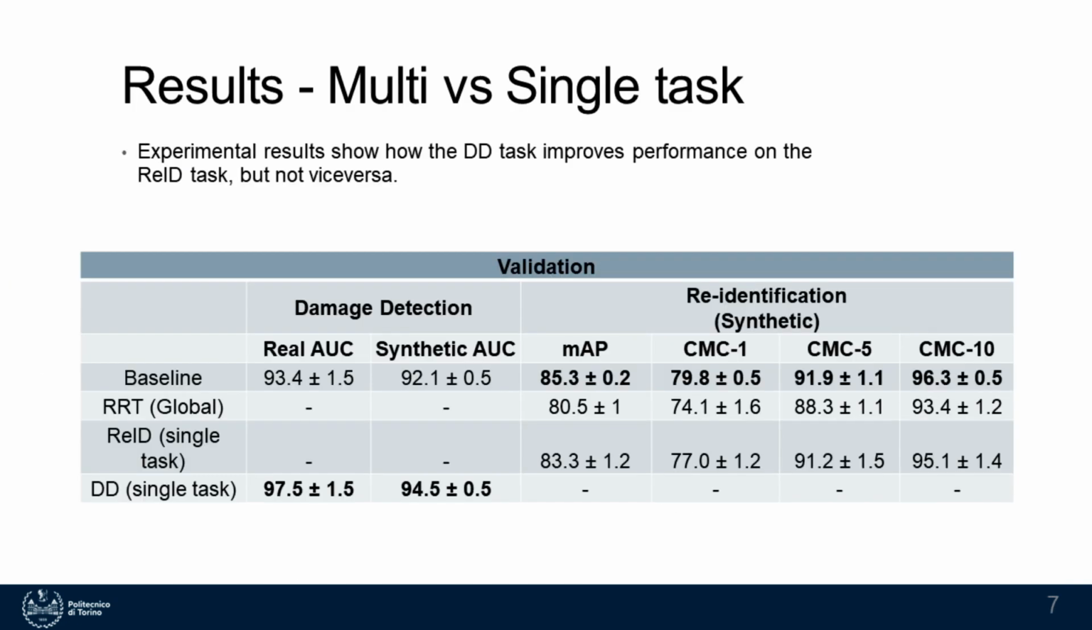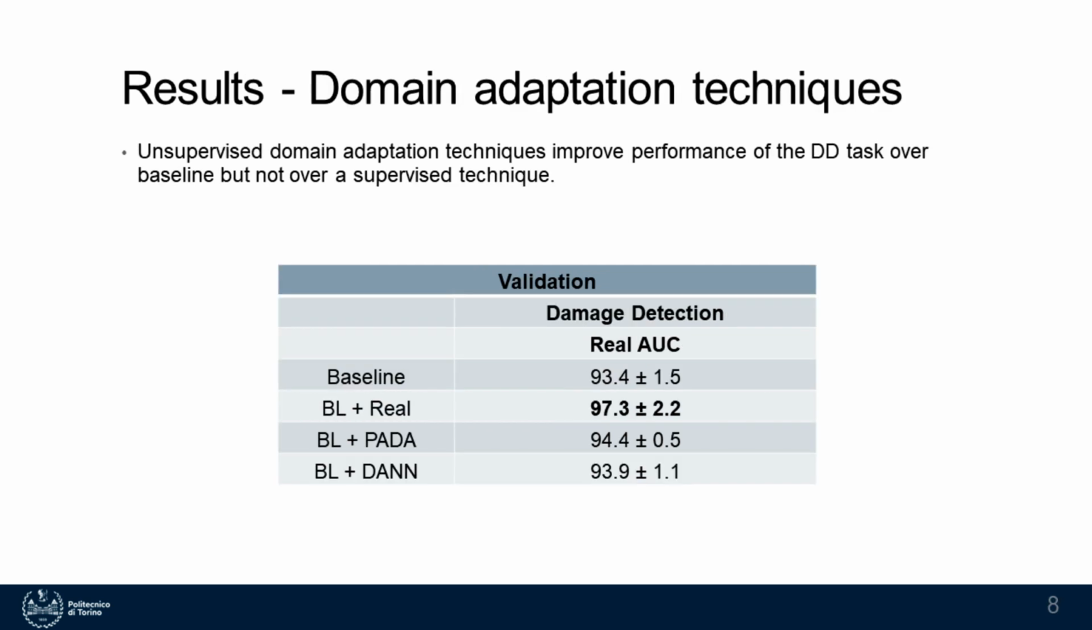Now I'm going to present our findings. According to experimental results, TransRayD performs better than the single task identification architectures, demonstrating how the damage detection task helps the identification task. On the other hand, damage detection improves on both real and synthetic images when used in a single task environment. Domain adaptation techniques improve performance on the damage detection task over the baseline, but not over the supervised technique.